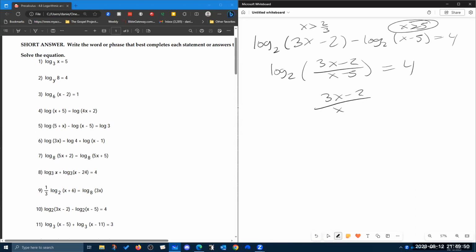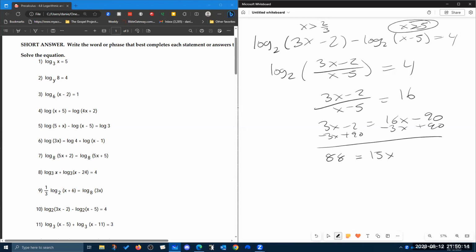3x minus 2 over x minus 5. 2 to the 4th is 16. 3x minus 2 equals 16x minus 80. Subtract 3x, add 80. 88 is equal to 15x. X is equal to 88 divided by 15. And I don't see any common factors, so I believe I'm done.